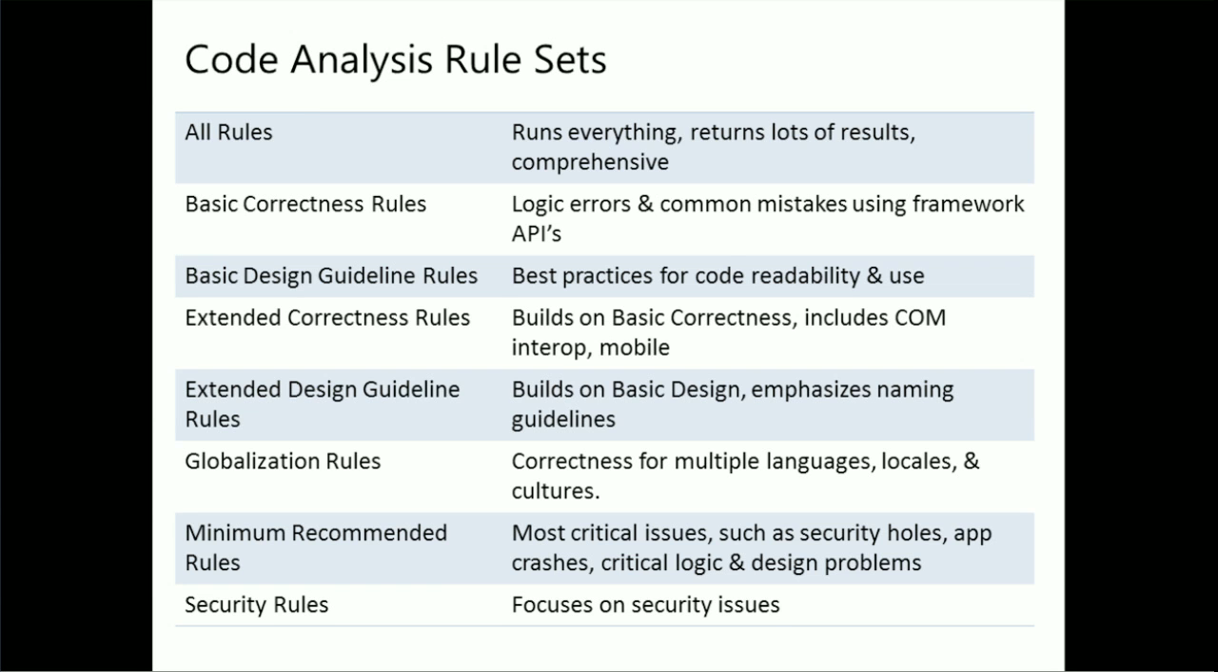For instance, if you are building a globally accessible application, so you're building it to adapt to different languages and cultures, etc., you might want to turn on the globalization rules rule set, which will check for those types of issues when running analysis. You'll have some very minimum rule sets as well, such as the minimum recommended rules. You have a security rules rule set for looking strictly at security issues. And so you've got a good mix of all these.